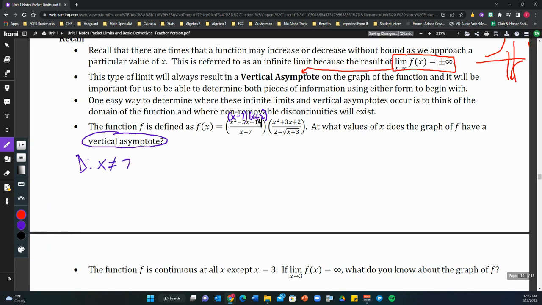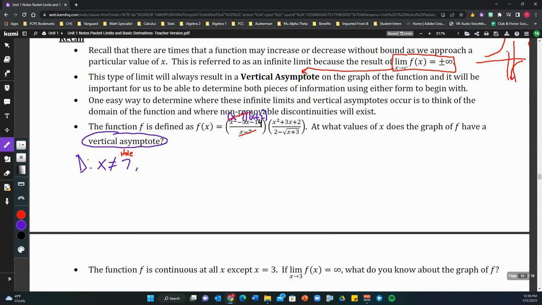However, because that factor shows up in the numerator and denominator, that restriction could be removed and we can rewrite the result in another way, which would allow us to have a hole on the graph, not a vertical asymptote. So I'm going to go ahead and mark that down right now so that we don't forget it.